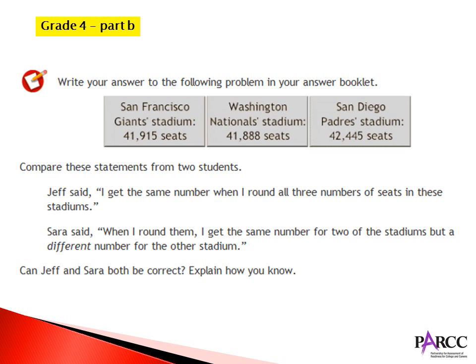Here's Part B of the same question. This is where they write in their answer book. So you see the stadium seats again, not rounded, and then you have two students, one named Jeff, one named Sarah, and they're talking about how they rounded these numbers and what they came up with. And the student taking this assessment has to look at Jeff's answer and Sarah's answer and explain if they can both be correct even though their answers were a little different, and then explain how they know. So it's extending and applying what they know about rounding numbers and being able to critique and analyze the work of others.